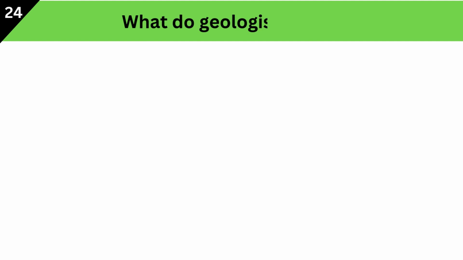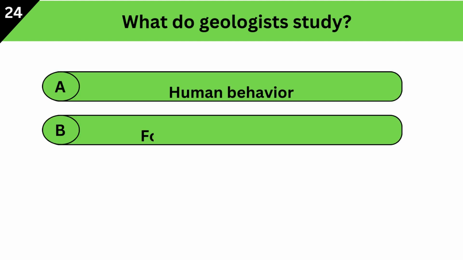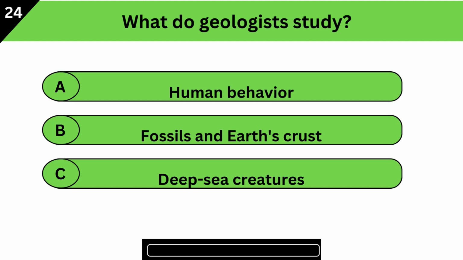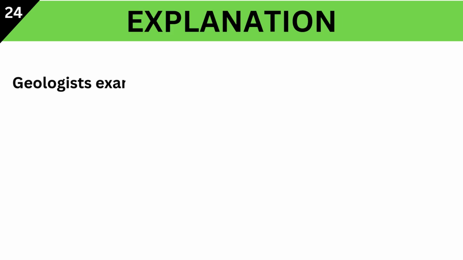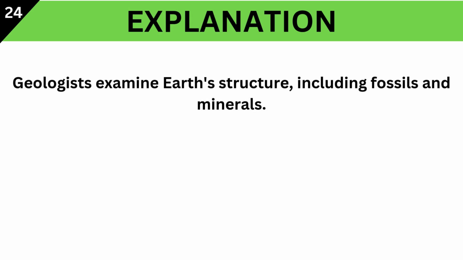What do geologists study? Option A, human behavior. Option B, fossils and Earth's crust. Option C, deep-sea creatures. Correct answer. Explanation. Geologists examine Earth's structure, including fossils and minerals.